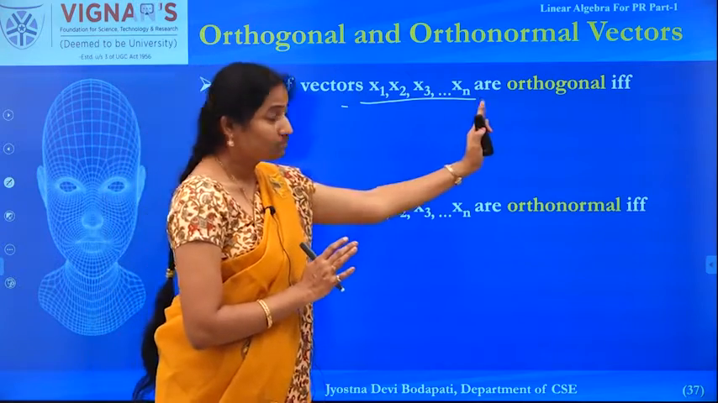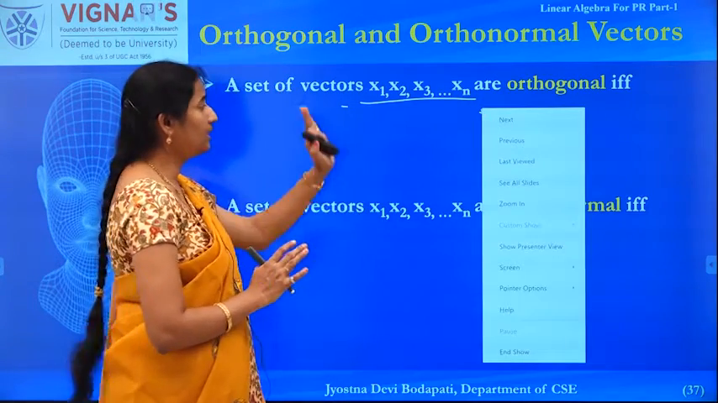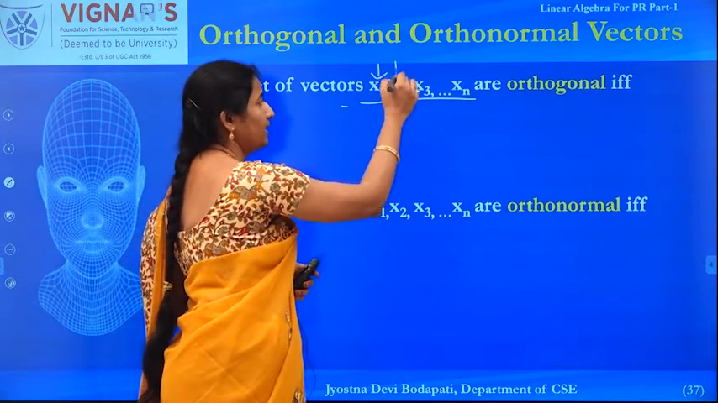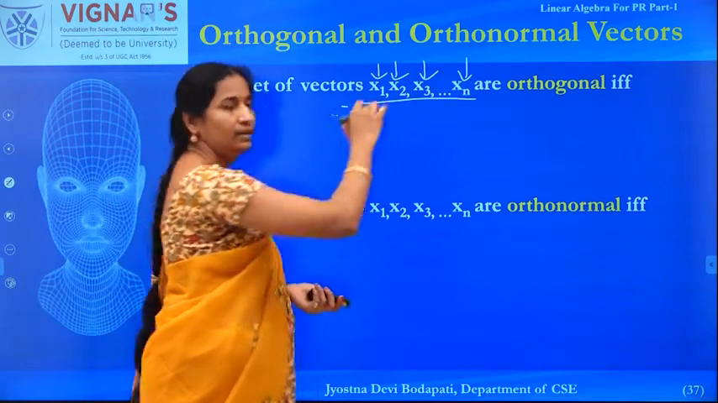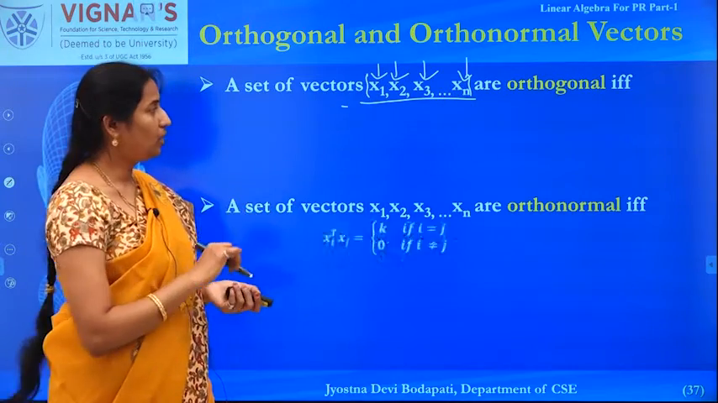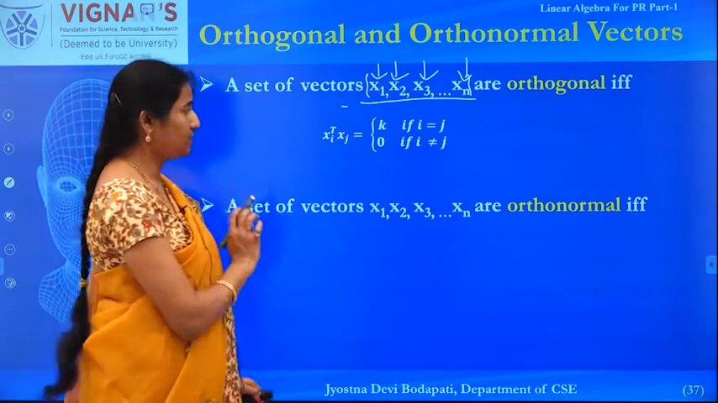So given these set of n vectors. Remember, these are vectors, not elements. So x1 is a vector, x2 is a vector, x3 is a vector, xn is a vector. These set of vectors you can call orthogonal if they satisfy this condition.